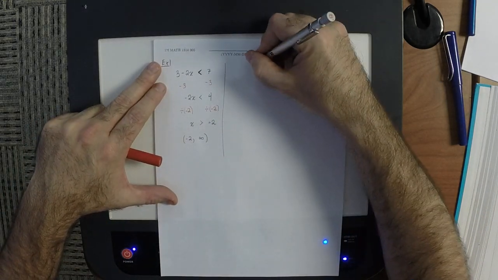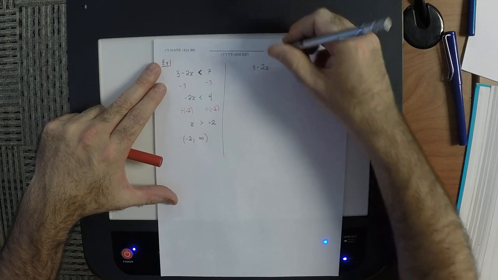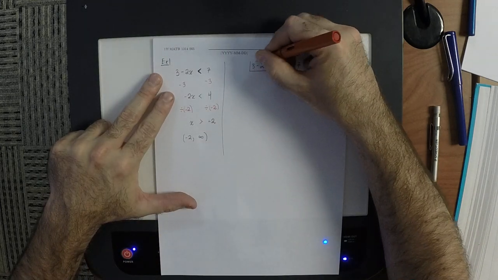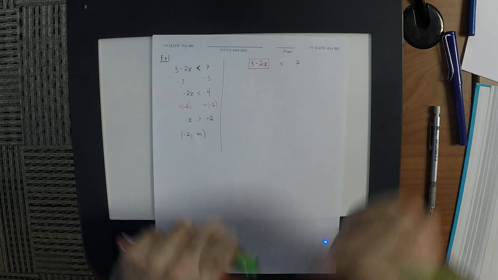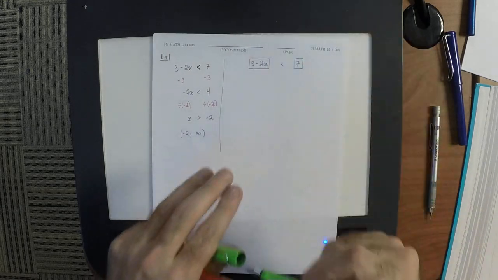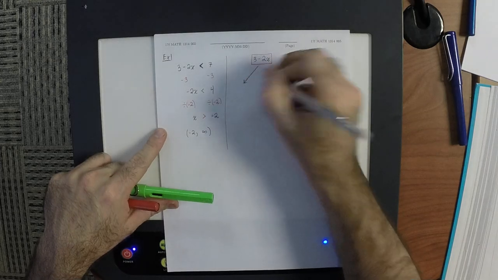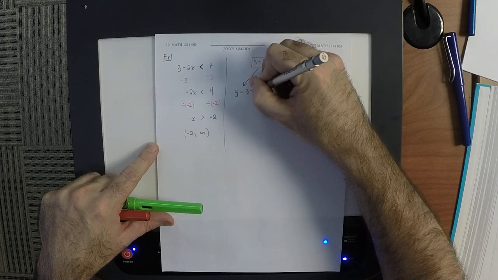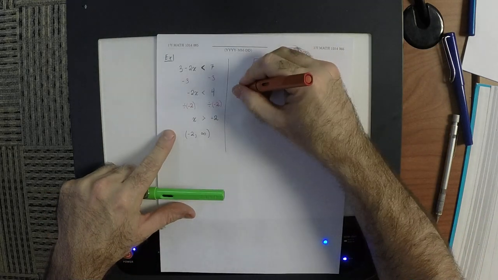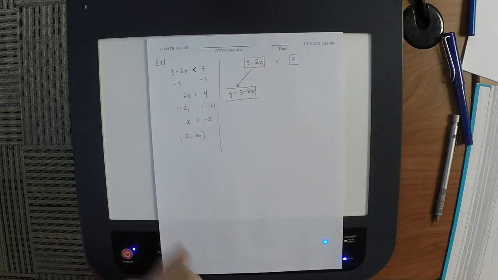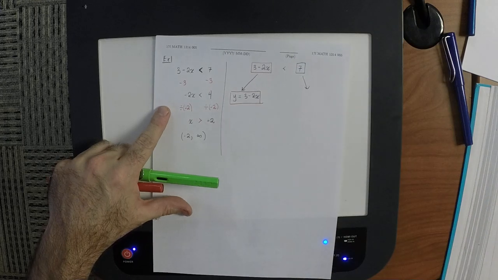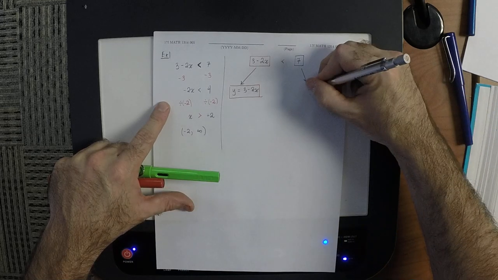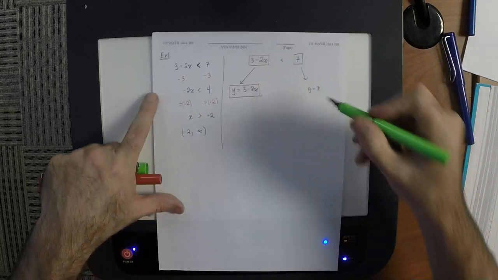So again, it's the exact same story as before, really. So 3 minus 2x less than 7. So again, I'll say that this thing is the red thing. This other one is the green thing. I'll take the left-hand side and say, well, I'm going to consider the equation y is 3 minus 2x, and I'll plot it in red. I'll take the right-hand side and do what with it? What equation will I consider? Y is 7. And I'll plot it in green.